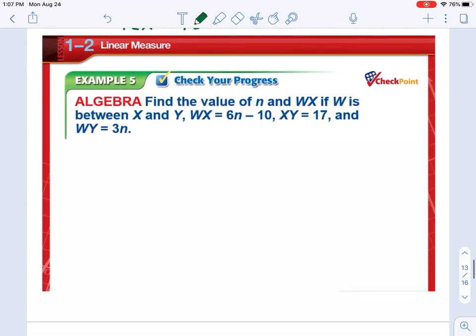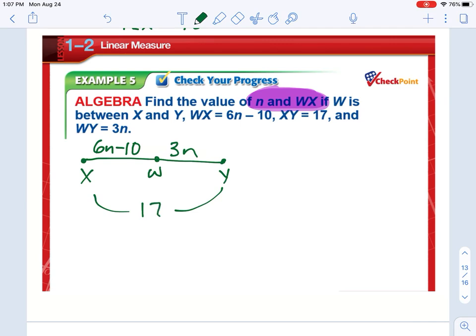Alrighty, one more like this. Once again, this time it doesn't say we have to draw a picture. I'm going to go ahead because it helps me keep things straight in my brain. We do need to find the value of n as well as the length of WX. So we know W is between X and Y. Notice it's not always alphabetical. We know WX, same thing as XW, is 6n minus 10. We know WY is 3n. We know the whole thing is 17. We're trying to find the value of n.